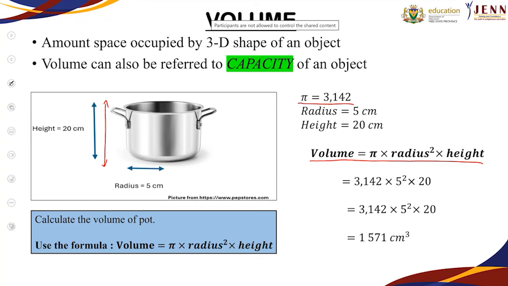So then, what is my radius? That is the first thing that I need, radius. So I go to my drawing. They said the radius is 5 centimeter. Then what do I need next? I need the height. Now, how much is my height? Look at the picture, 20 centimeter.